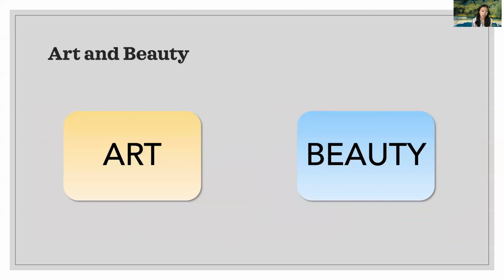So now, let's talk about art and beauty. Many of us assume that a work of art should be beautiful, right? Beauty and art were discussed together because both were felt to provide pleasure. However, we don't always feel pleasure in looking at art. So let's look at this example. What kind of feeling do you feel from this work of art?